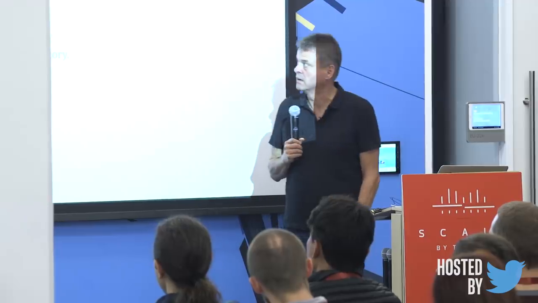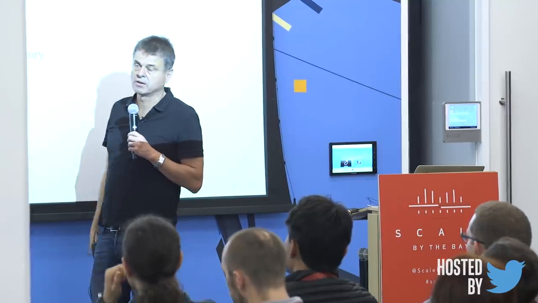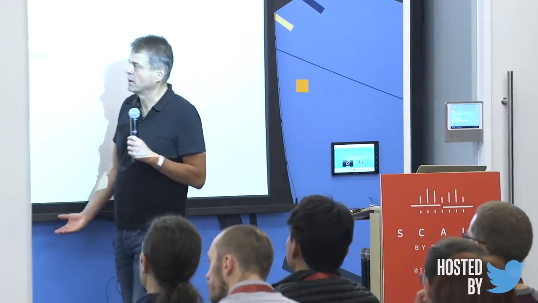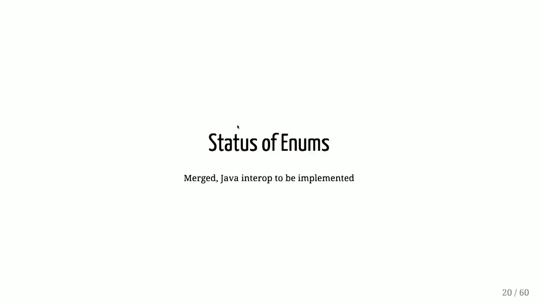So, like I said, enums are mostly for convenience. An ADT can be translated to sealed traits and case classes or case objects. And simple enum values are translated to objects of a common class. So why add them? Well, it's less boilerplate than algebraic data types. And at least for simple enums, none of the existing solutions was really satisfactory. None of them solve Java interoperability and these things. So enums really give you basically that missing piece of the puzzle. The status of enums is they are merged, so they're in the current implementation. The Java interop still needs to be implemented, and we have started to discuss them, but generally, I believe people are favorable to add them.